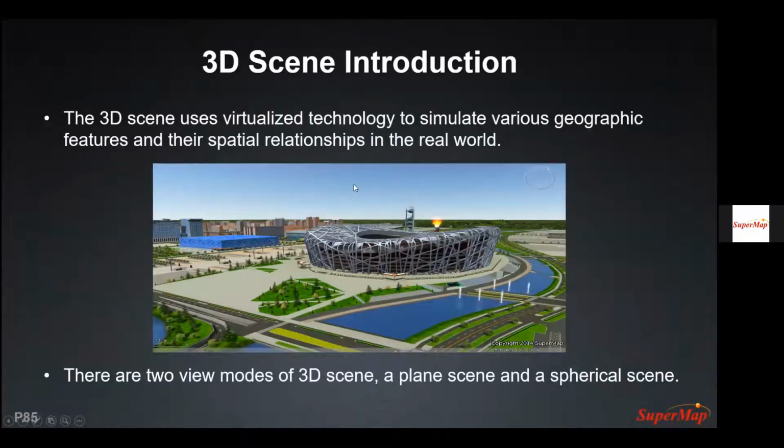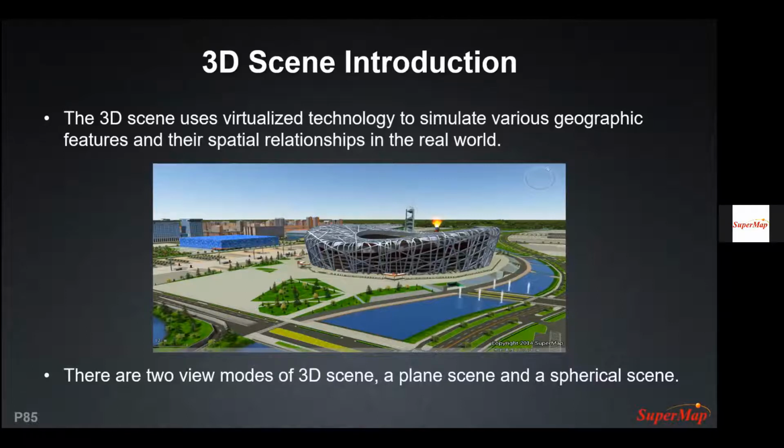Right, so this is a 3D scene introduction. The 3D scenes use virtualized technology to simulate various geographic features and also their spatial relationships in the real world. And we have several modes of a 3D scene, which are a plane scene and also a spherical scene. What is the difference between those modes of 3D scenes?